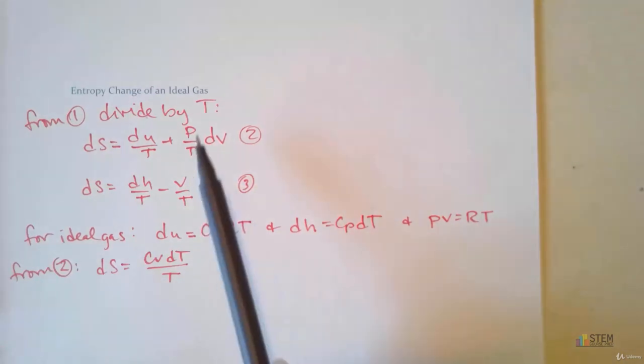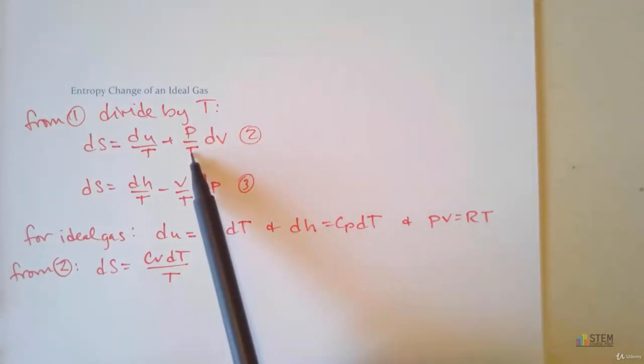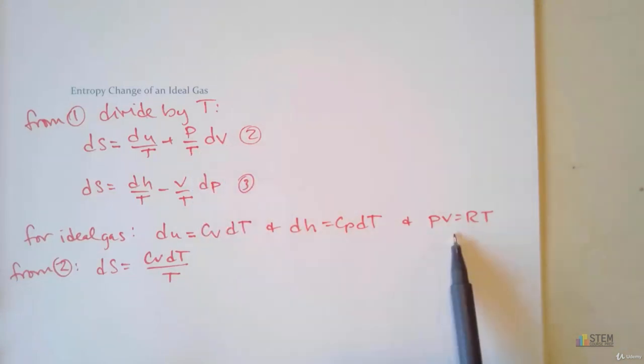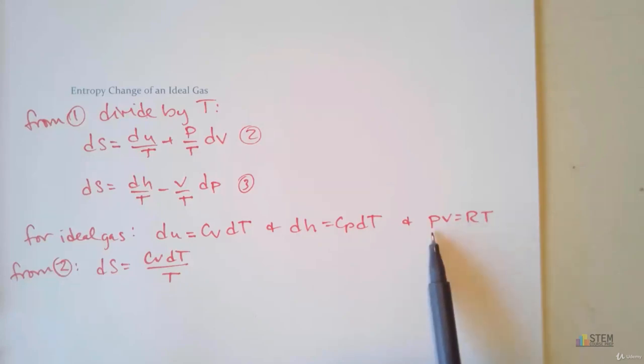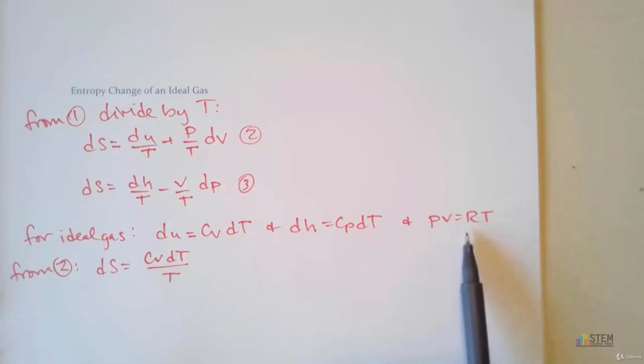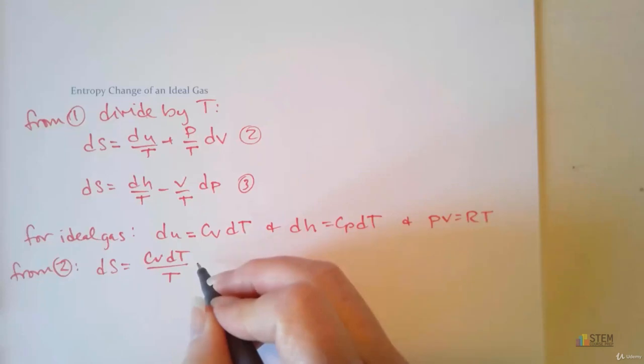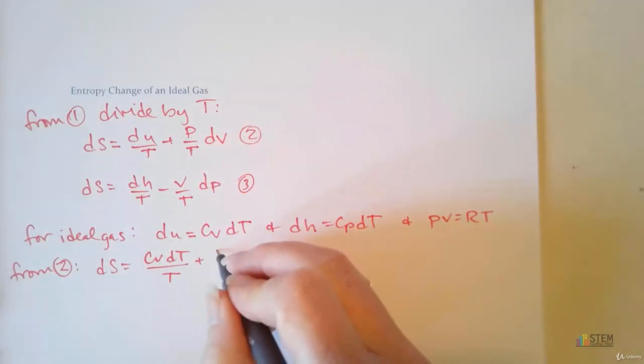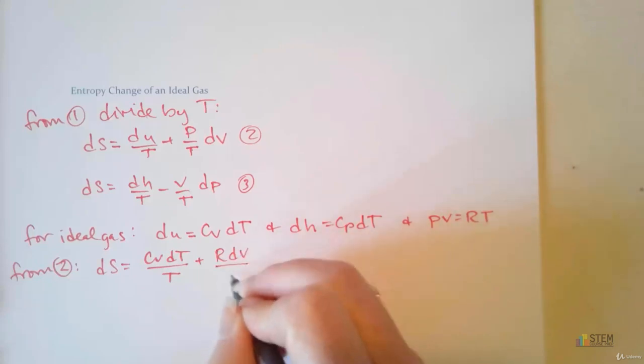Now, it would be good if we could get this term in terms of a specific volume, because that's what we have here. So if we look over at this equation for the ideal gas, we can solve for P over T, and if you do that, you get R over V. So let's plug that in. So we're going to replace the pressure over temperature with R over V. So we'll have R dV over V.